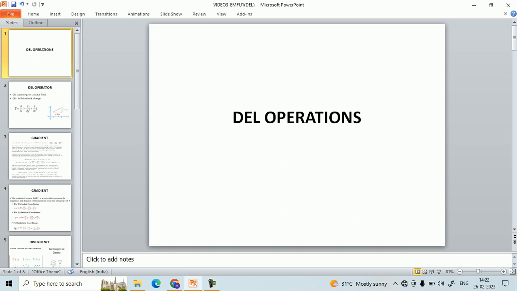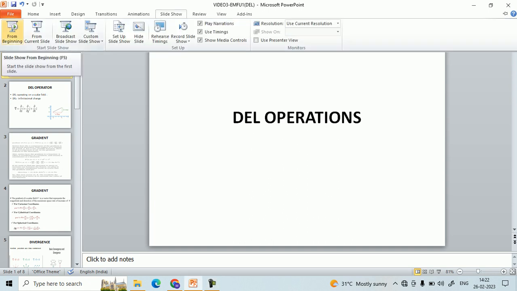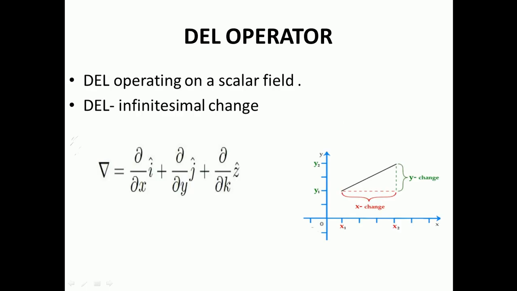In this video, we will look into the analysis of del operations. In the del operations, we will first deal with what the del operator is, exactly, and how it is mathematically defined. Del is change, a small, infinitesimally small change. When del is operating on a scalar field, what is going to happen? When del is operating on a vector field, what is going to happen? The mathematical equation I have written over here.